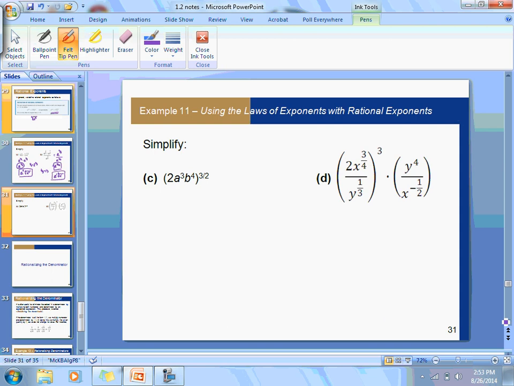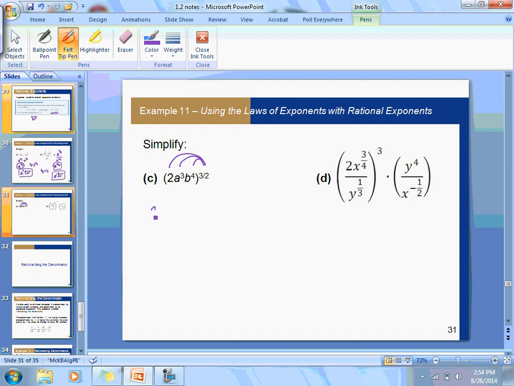Now in part C and part D here, we're still going to use these properties of fractional exponents. And in part C, I have 2 times a to the 3rd and b to the 4th, but it's all being raised to a power of 3/2. Now, if that was being raised to just the 3rd power, we would distribute the 3 to every single term inside the parentheses. We're going to do the exact same thing with the 3/2. I'm going to give everything a 3/2 power. So even though it's a fraction, we're still following those rules for exponents that we talked about yesterday.